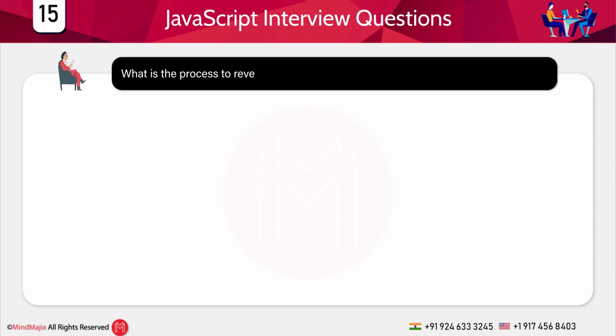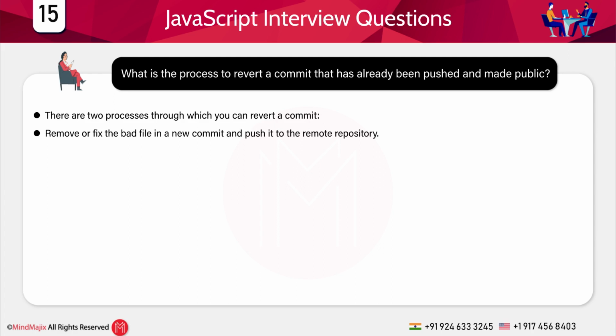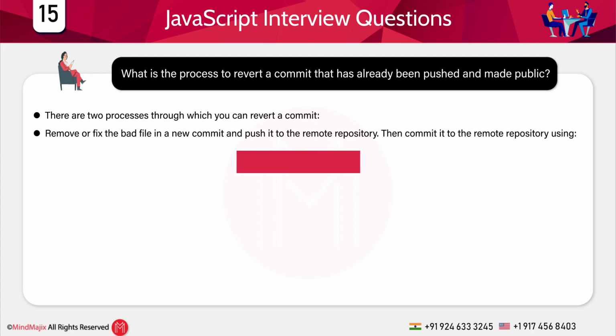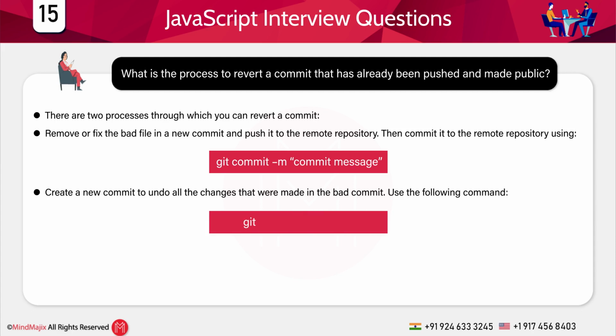What is the process to revert a commit that has already been pushed and made public? There are two processes through which you can revert a commit. Remove or fix the bad file in a new commit and push it to the remote repository, committing it using git commit -m "commit message". Or create a new commit to undo all the changes that were made in the bad commit, then use the command git revert. So the git commit command is used to remove and fix the bad files with a new commit, and git revert is used to undo all the changes that were made because of the bad commit.